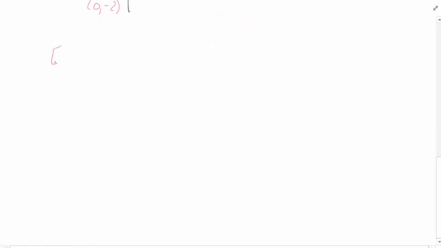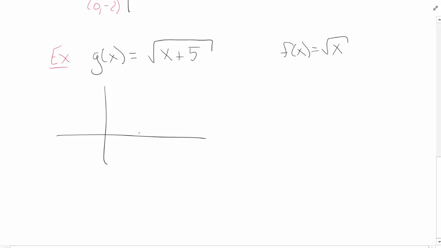Versus, let's say, for example, you did, how about, why am I still writing in red? Let me change that to black. Let's say g of x. Let's see, what are some of my other toolkit functions? How about the square root? Let's go with the square root of x plus 5. The toolkit function that I know is f of x is equal to the square root of x. Let's start there. Square root of x, give or take, looks a little like this. And it goes through the origin, 0, 0.